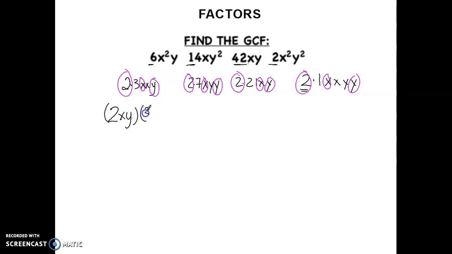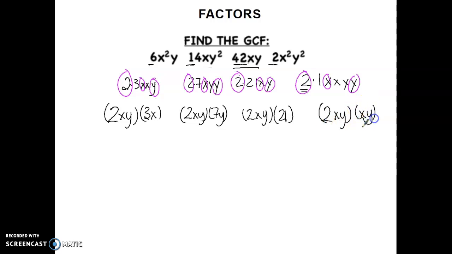2xy multiplied by 3x gave me 6x squared y. 2xy multiplied by 7y gave me 14xy squared. 2xy, one of the factors, multiplied by 21 gave me 42xy. And finally, 2xy multiplied by xy gave me 2x squared y squared. The greatest common factor is 2xy. The GCF in these terms is 2xy.